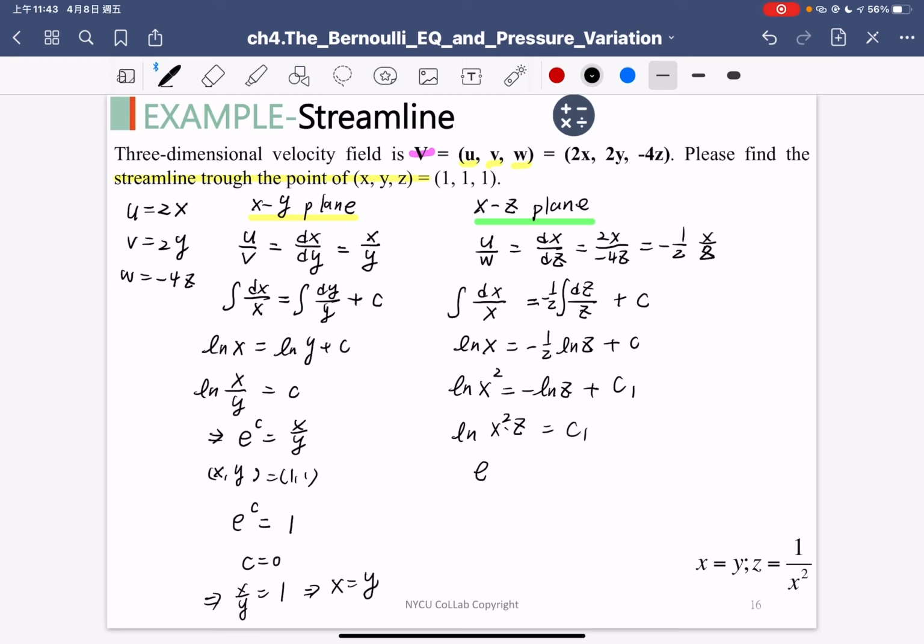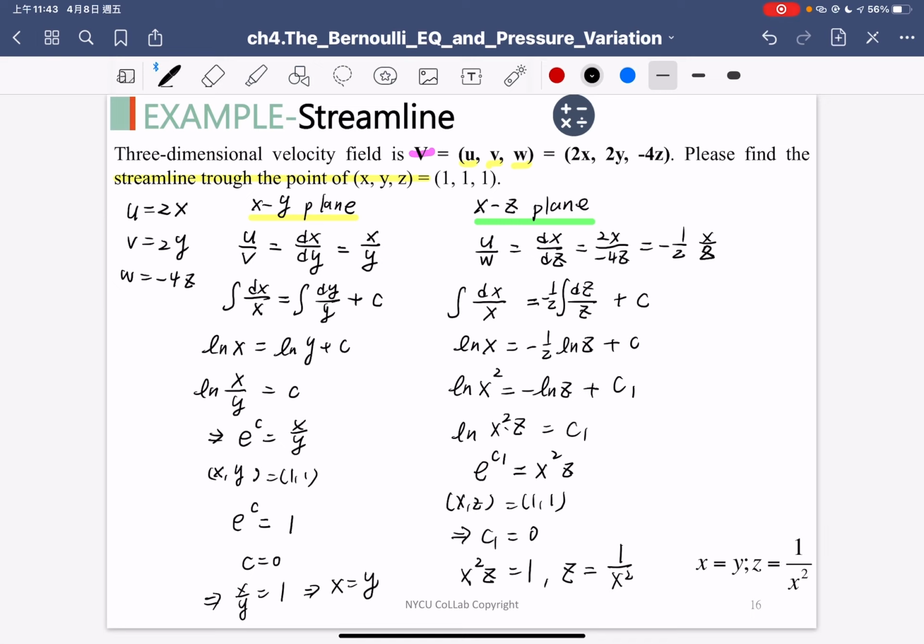So I know that the exponential of c1 is equal to x squared multiplied by z. Again, what's the boundary condition here? We know that x and z are equal to 1 and 1, so c1 will equal 0 again. So we know that x squared multiplied by z is equal to 1. Finally, I know the stream function along the xz plane will equal x squared over 1.